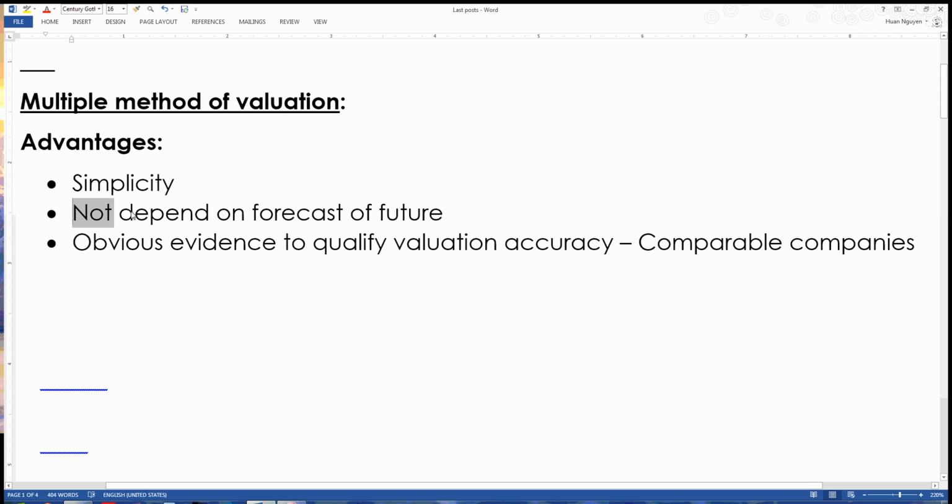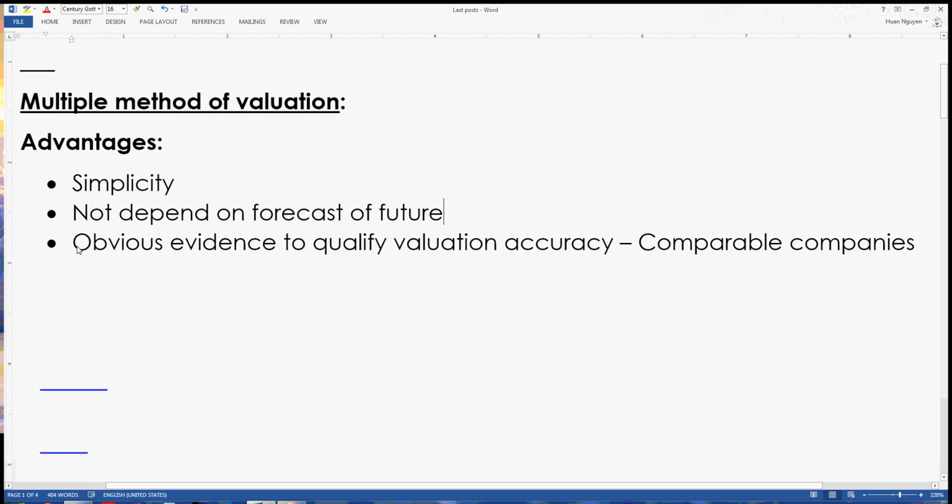So the second one, this method doesn't depend on the forecast of the future. No one is 100% sure about what will happen in the future. So if we depend on the forecast of the future, we will face the risk of uncertainty. And thanks to the multiple method, we don't have to depend on the forecast of the future.